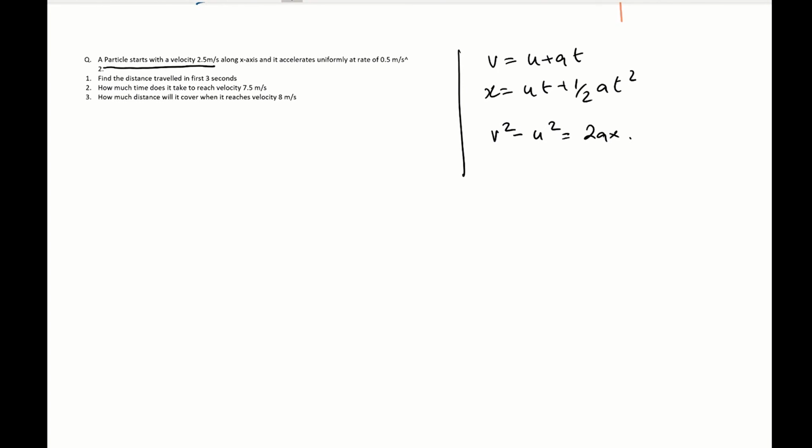A particle starts with a velocity of 2.5 meters per second along an x-axis and accelerates uniformly at a rate of 0.5 meters per second square. So the initial velocity u is equal to 2.5 meters per second, all right, according to what has been given to us. The acceleration is uniform. A is equal to nothing but 0.5 meters per second square. What we have to find is the distance traveled in the first 3 seconds.